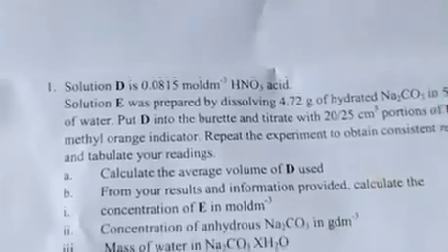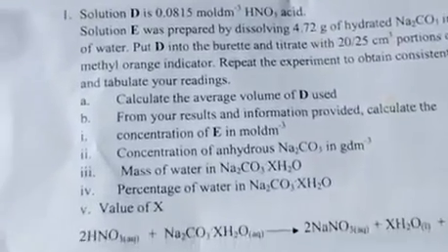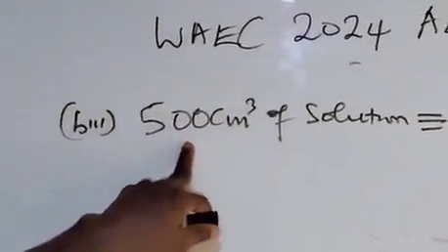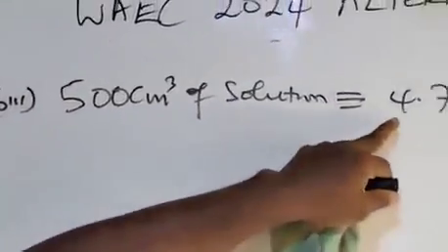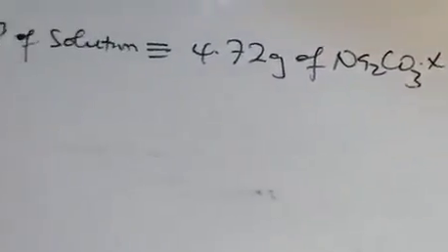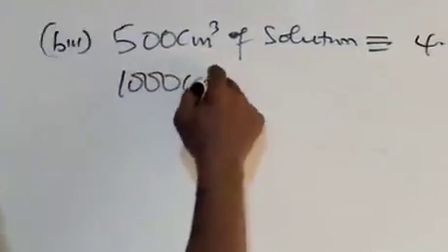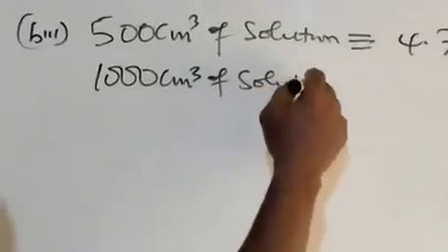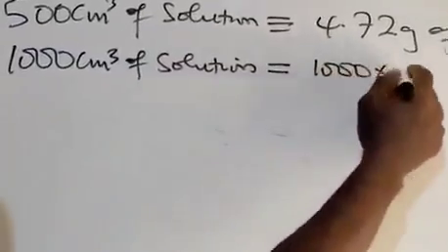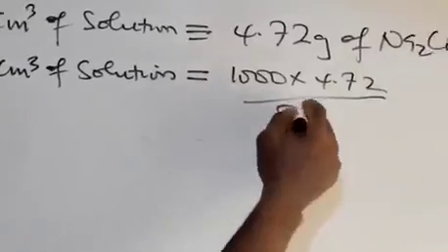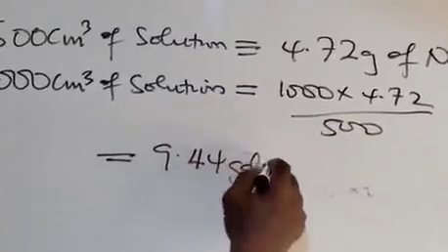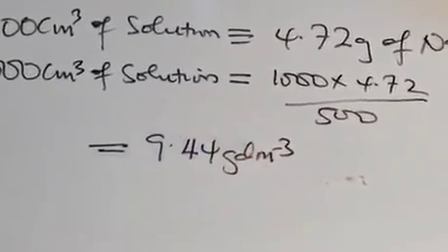So we find the mass that is going to be in 1,000 before we do the calculation. From the question, we have this information given to us that 500 cm cube solution contains 4.72 gram of the hydrated compound. So we're going to find the mass that should be in 1,000 cm cube. 1,000 cm cube represents 1 dm cube. The mass in this represents the mass concentration. That becomes 1,000 times 4.72 over 500. When we solve this, we'll be getting 9.44 gram per dm cube. So this is the mass concentration of the hydrated salt.